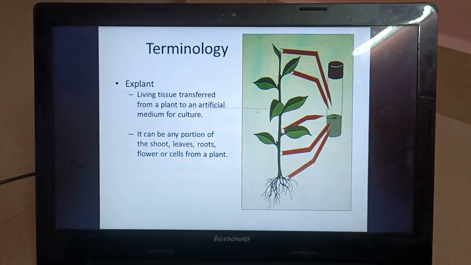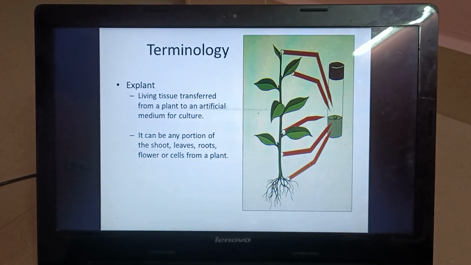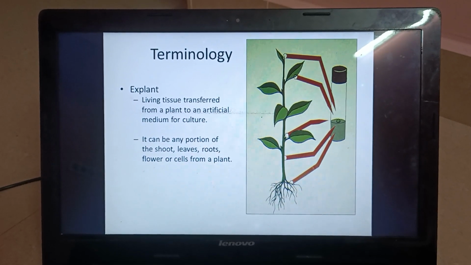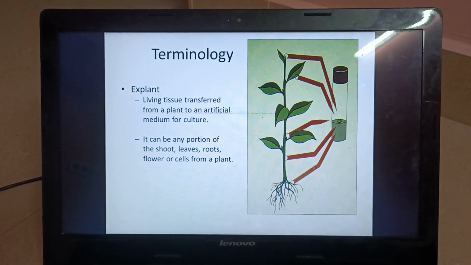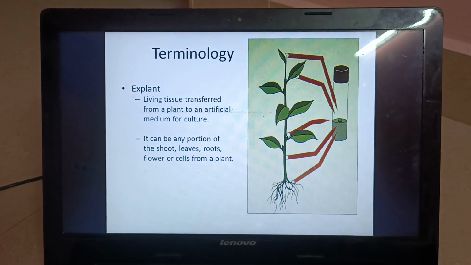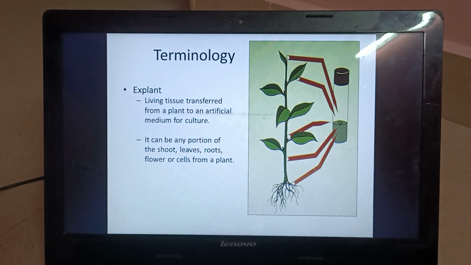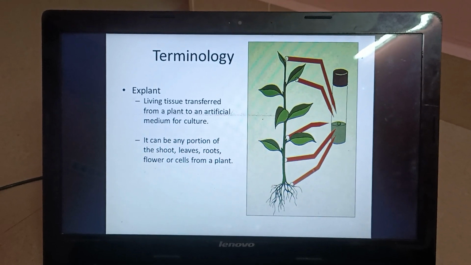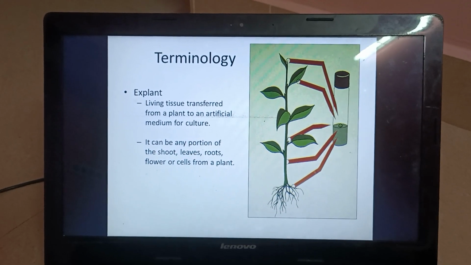And what are the terminologies we should know in plant tissue culture techniques? The first one is explant. What is an explant? Explant is the living tissue which is transferred from a plant to an artificial medium for culture.